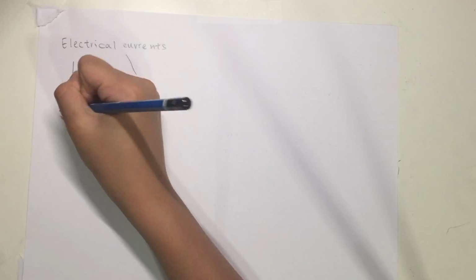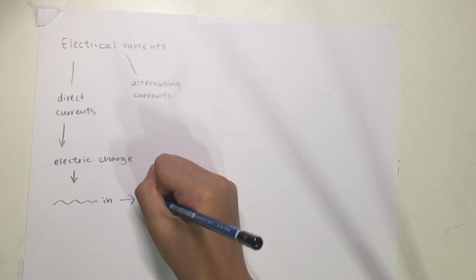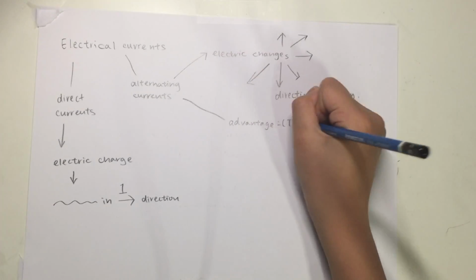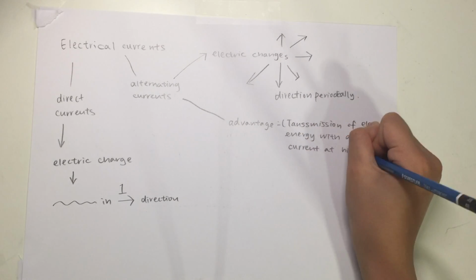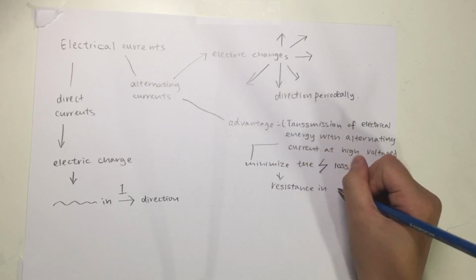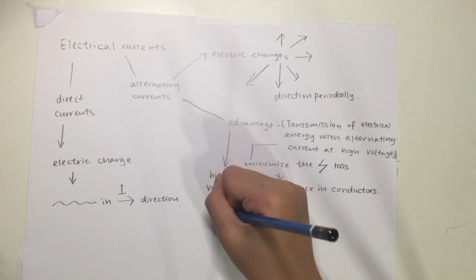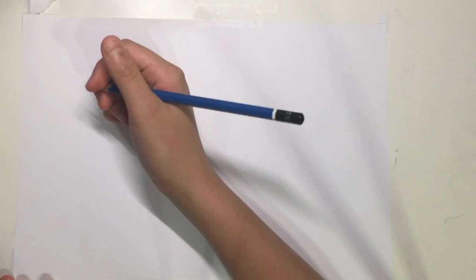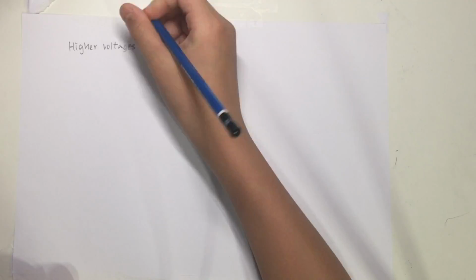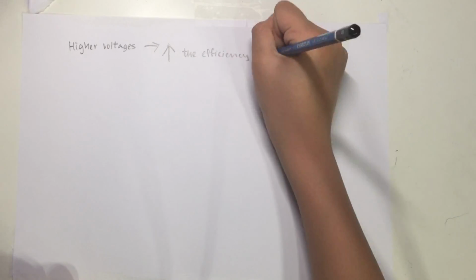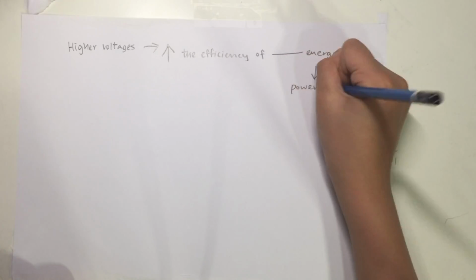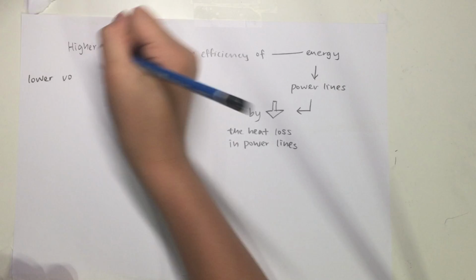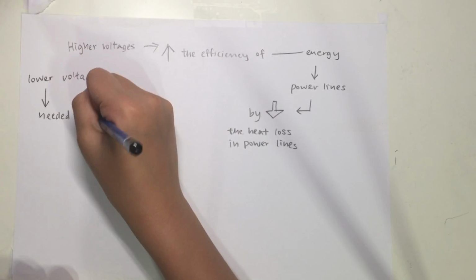This invention has helped many people to travel and to find their way when they are lost. Electrical currents have two types: direct currents and alternating currents. In a direct current, the electric charge only flows in one direction. In an alternating current, the electric charge changes direction periodically. The advantage of transmitting electrical energy with alternating currents at high voltage is that it minimizes the power loss due to resistance in conductors. Also, high voltage is needed in the power lines, as high voltages can increase the efficiency of transmitting energy through the power lines by decreasing the heat loss in the power lines. However, lower voltage is needed when using the electricity, as high voltage will kill people.